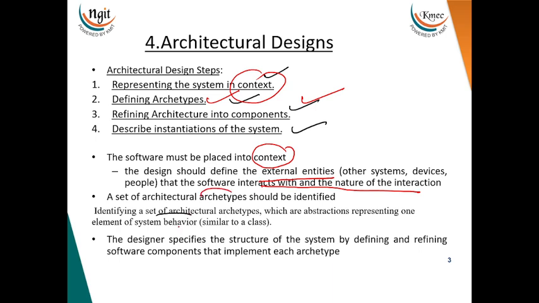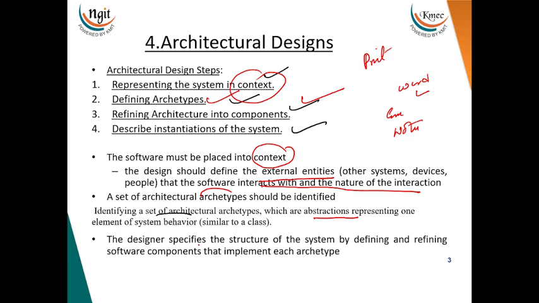Identify the set of architectural archetypes, which we will see in coming slides, which are nothing but abstract representations. For example, in Word, what is there in Word is totally different. Excel, what is there in Excel, we are not bothered. Notepad, what is there in Notepad, we are not bothered about. That is abstract. Paintbrush, what is in that paint, we are not bothered. That is the abstract data type of it.